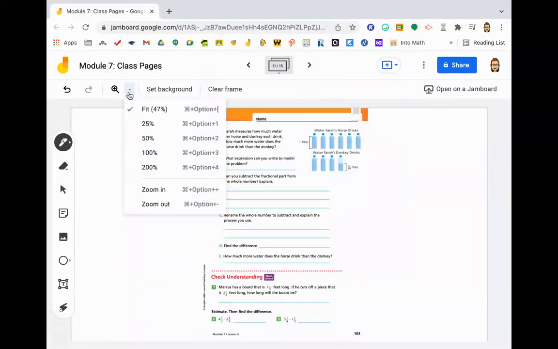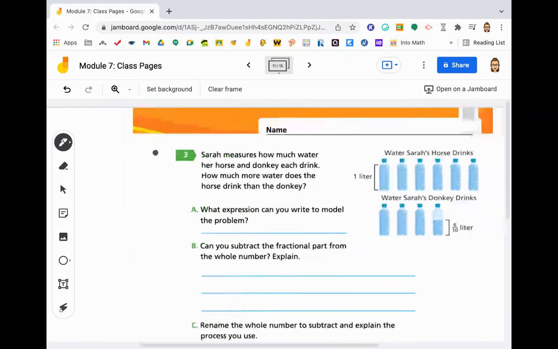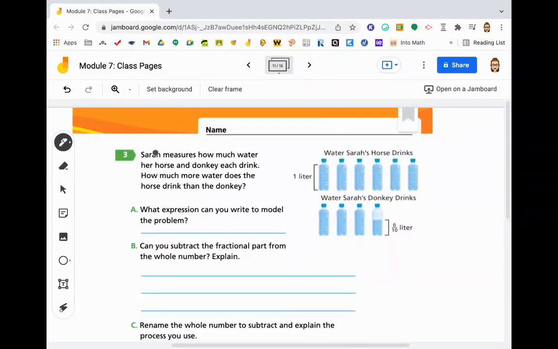So it says Sarah measures how much water her horse and donkey each drank. How much more water does the horse drink than the donkey? What expression can you write to model the problem? Well, each one of these is a liter, so 1, 2, 3, 4, 5, 6 minus 3 and 6/10. Now, can we subtract the fractional part from the whole number? So it'd be no.